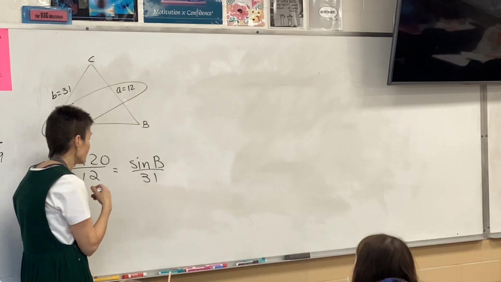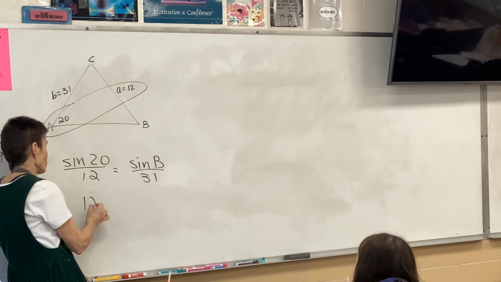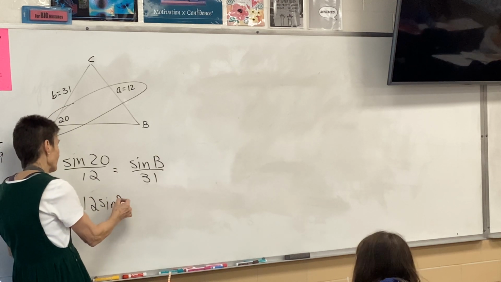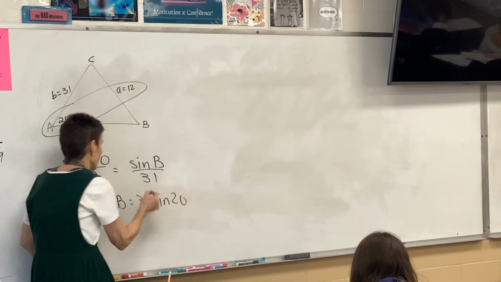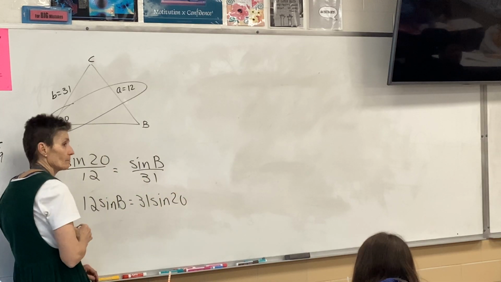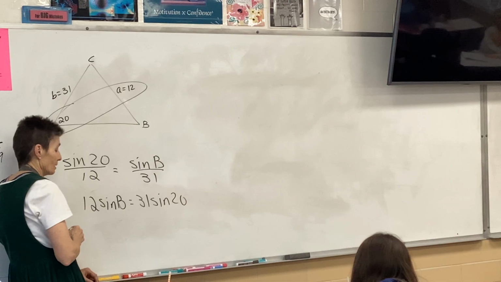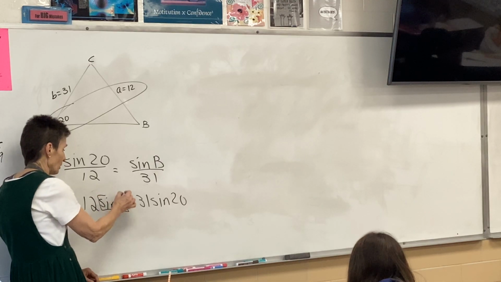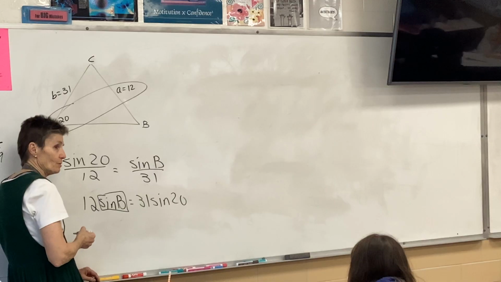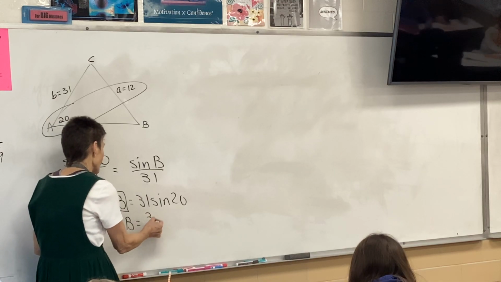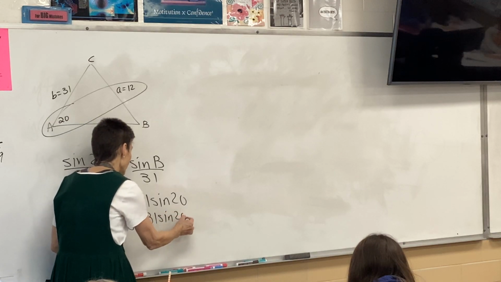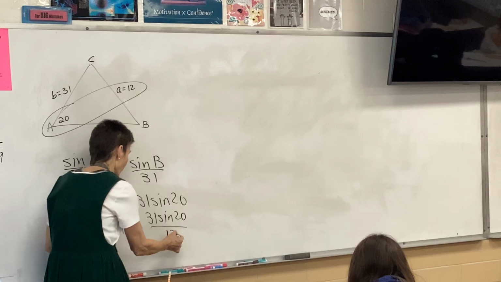So let's go ahead and cross multiply just like we do. 12 sine B equals 31 sine 20. Cross multiply. Now this is your variable, okay guys? So what are you going to divide by? You're going to divide by just 12. So sine B equals 31 sine 20 over 12.